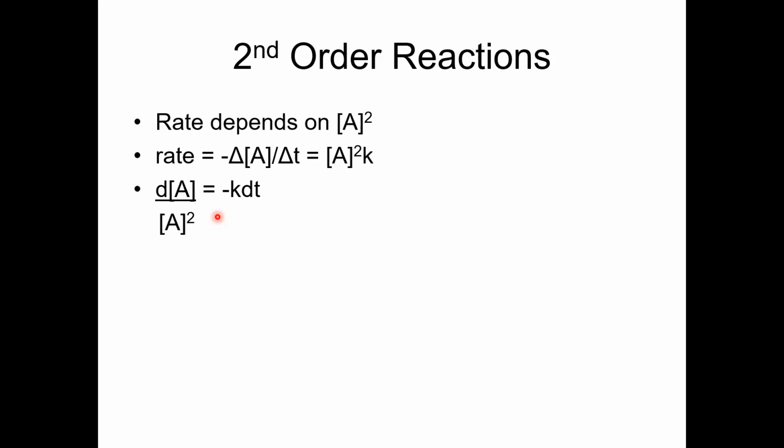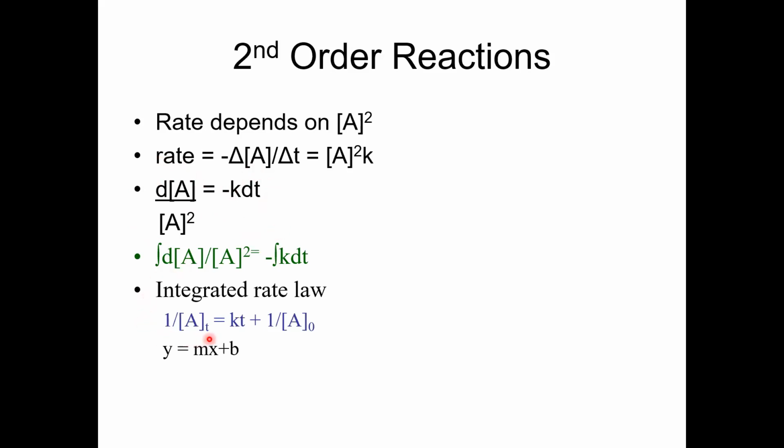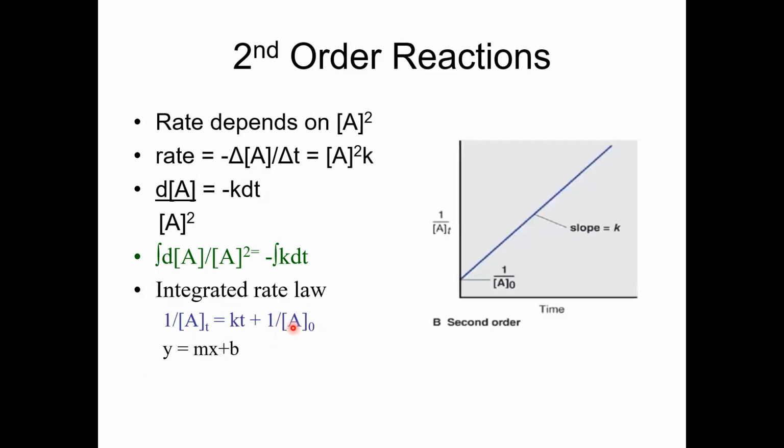So if we go through the calculus, set it up the same way we did before, putting all the concentrations on one side, putting time on the other side, then taking the integral of both sides, then we end up with this integrated rate law here. Okay, this is in the form of y equals mx plus b. So y is 1 over the concentration at any given time. Mx is the rate constant times time, and b, our intercept, is 1 over the initial concentration. So that looks like this. Notice this is an uphill graph, and there's no negative sign in front of our k. So whatever the slope is, that is k.